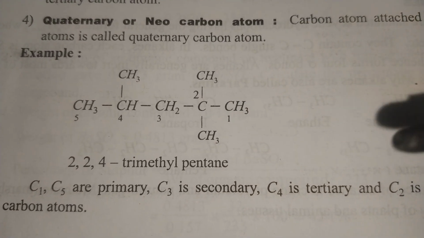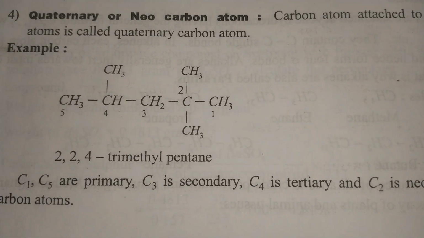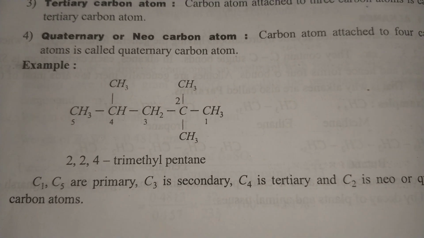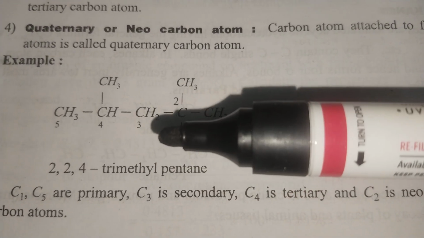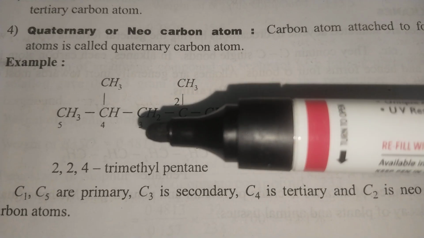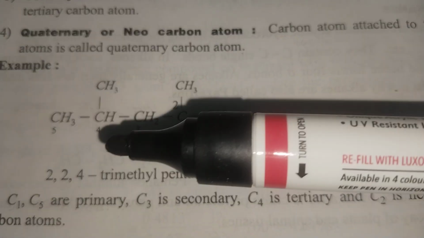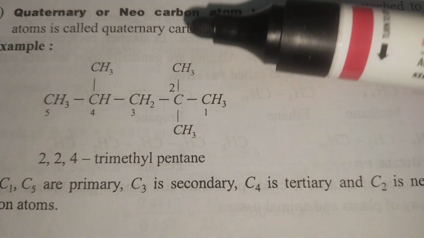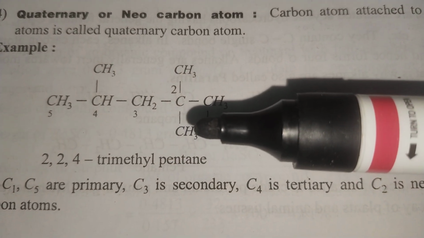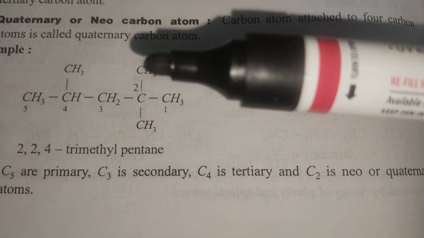If it is 1 carbon, you can say primary. If 2 carbons, secondary. If 3 carbons, tertiary. If 4 carbons, neo or quaternary. Here C1 and C5 are attached to only 1 carbon, so terminal carbon is always primary. C3 is attached to 2 carbon atoms, so it is secondary. The fourth position carbon is attached to 3 carbon atoms, so it is tertiary. The second position carbon is attached to 4 carbon atoms, so it is quaternary or neo.